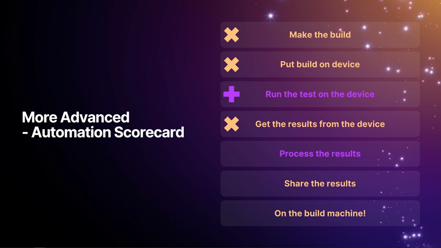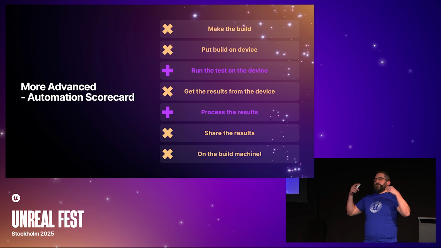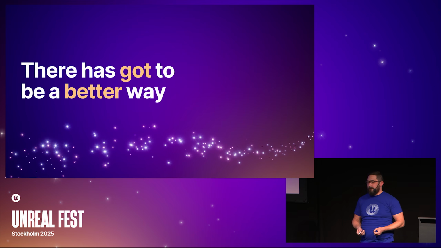I'd have to pull the results. I'd have to go onto the dev kit and pull the Insights trace out of the saved folder, but I could really quickly process the results. And I was sharing the results on Google Sheets, and none of this was running on the build machine. And at this point, you are thinking the thought that defines tech art, which is: there has got to be a better way, right?